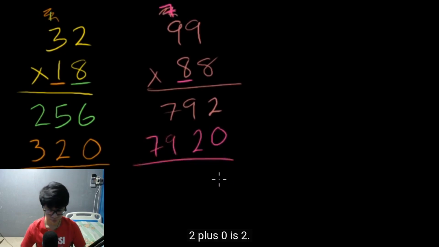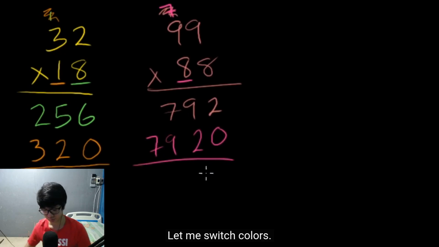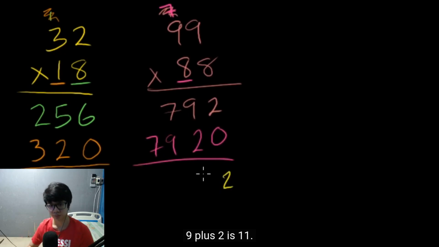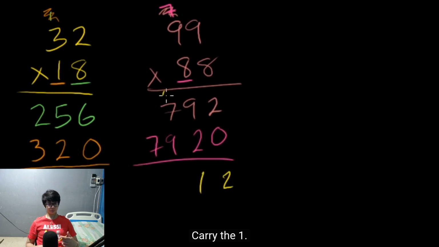2 plus 0 is 2. Let me switch colors. 9 plus 2 is 11. Carry the 1. 1 plus 7 is 8. 8 plus 9 is 17. Carry the 1. 1 plus 7 is 8.